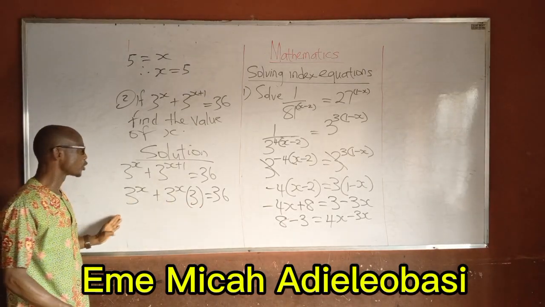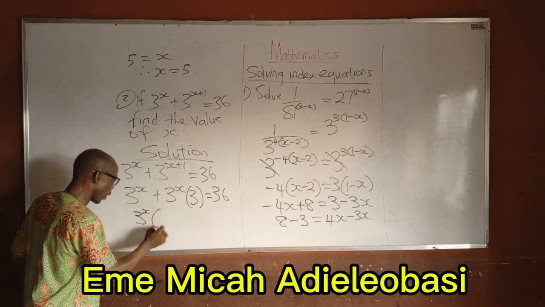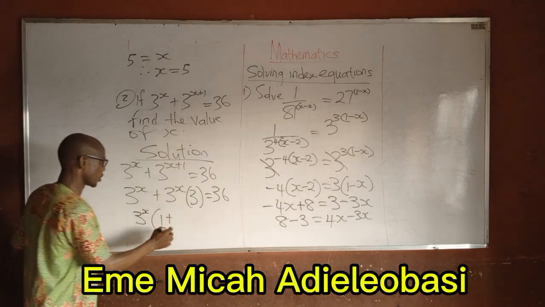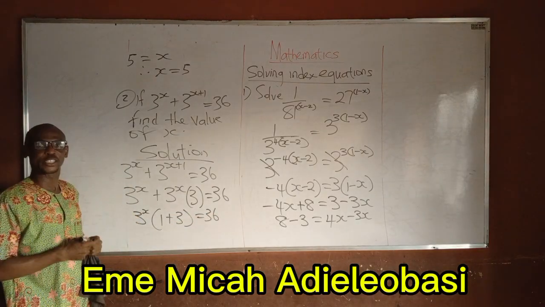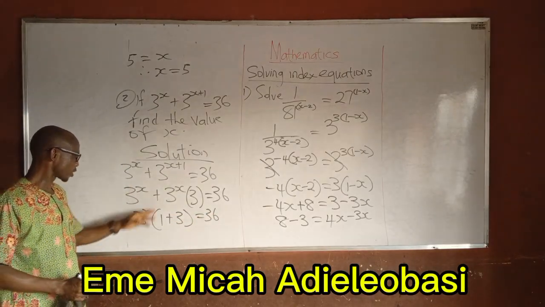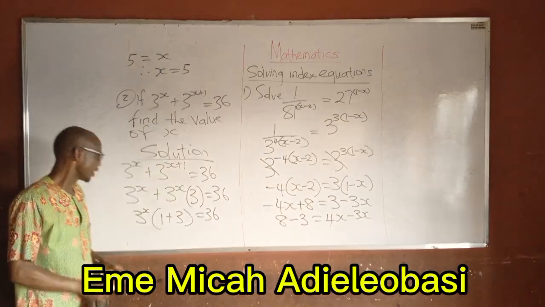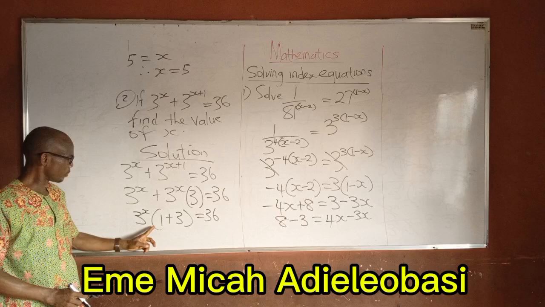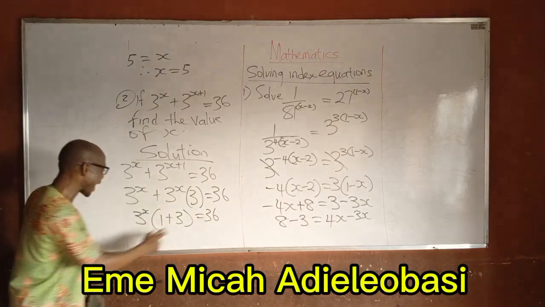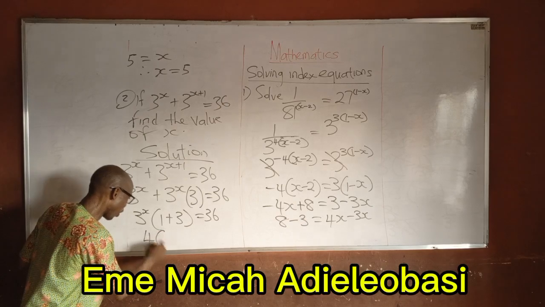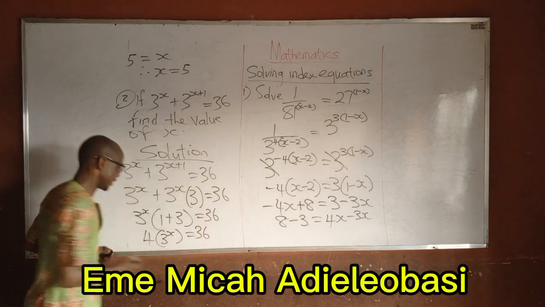Now, what is common here? 3 raised to power x is common to both terms. So we now have 3 raised to power x, open bracket, 1 plus 3, close bracket, equal to 36. So 1 plus 3 will give us 4. So we now have 4 times 3 raised to power x equal to 36.